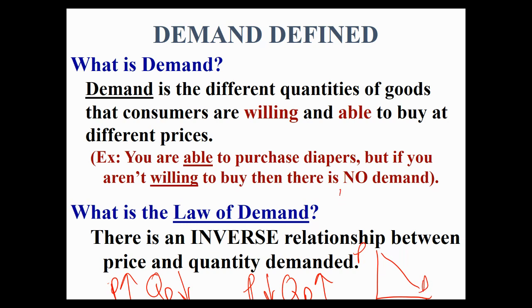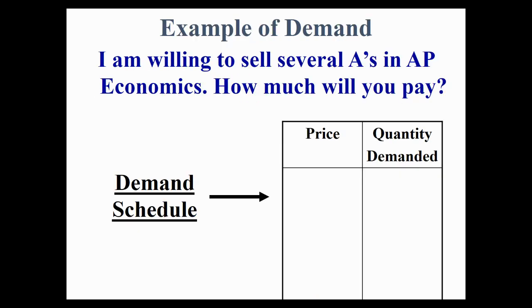Now, we might see some demand curves that are steeper, some demand curves that are flatter, but they're downward sloping to the right. And that's typically what you'd see of a demand curve. Once again, our willingness and ability to buy a product.